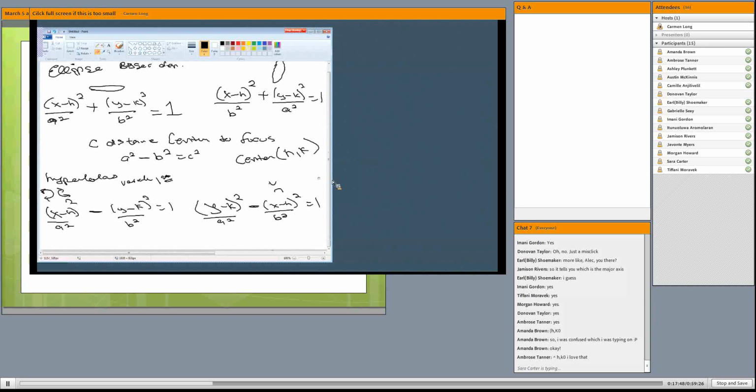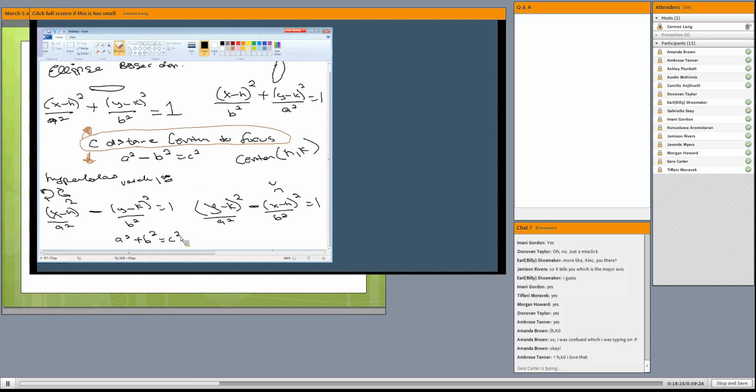Okay, so guess what C is? C is the distance from the center to the focus. So this little nugget of information right here is true for ellipses, and it's also true for hyperbolas. C is the distance of the center to the focus, and that's true for both. The difference is the Pythagorean relationship for hyperbolas is not the same. It is, let me grab my different color, a squared plus b squared equals c squared.